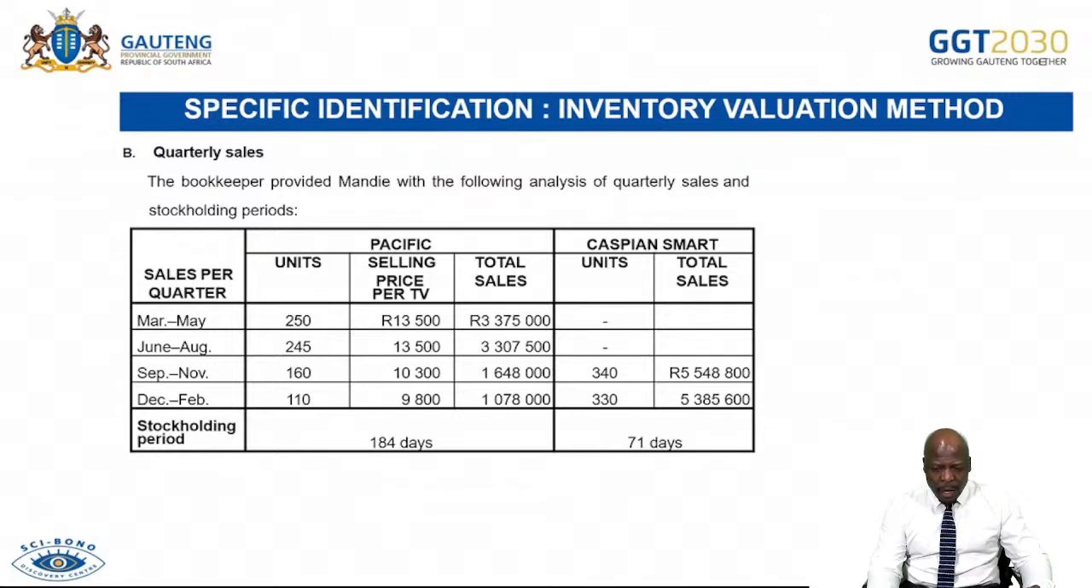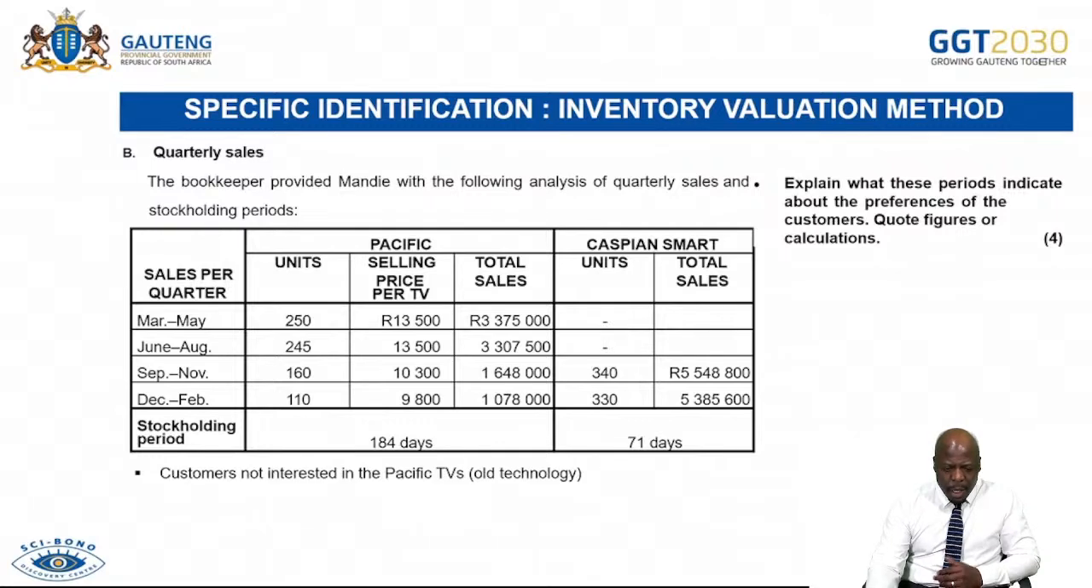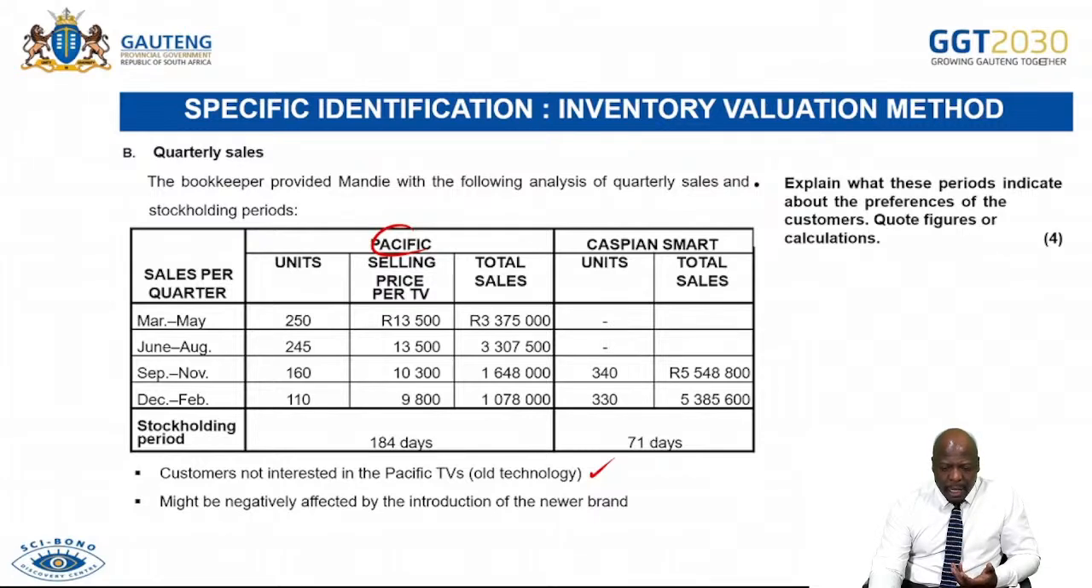All right. And then the next question is, explain what these periods indicate about the preferences of the customers, quote figures or calculations. All right. So customers are not very much interested in the Pacific. This is an old TV. All right. But if you come to the Caspian, which is totally different now.